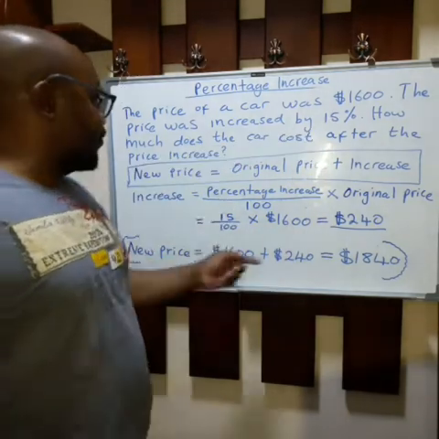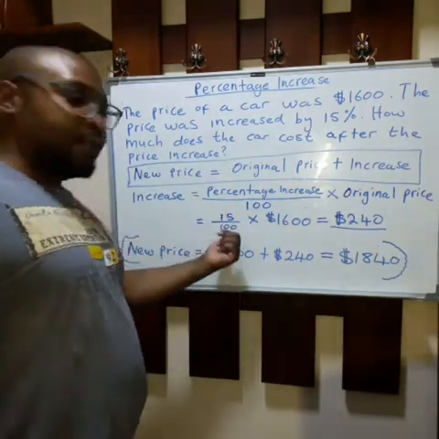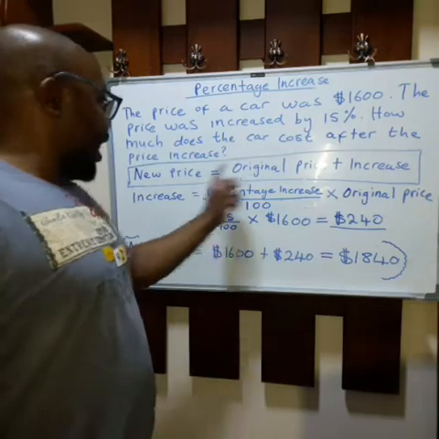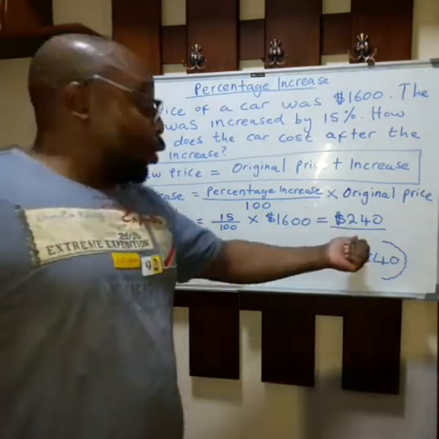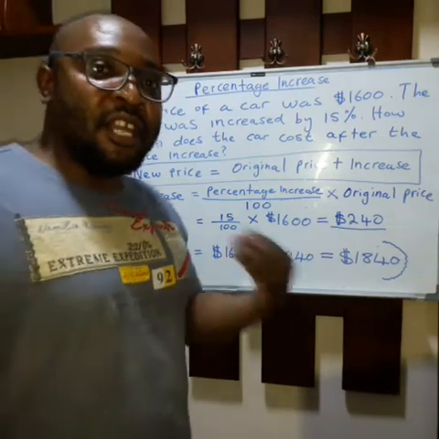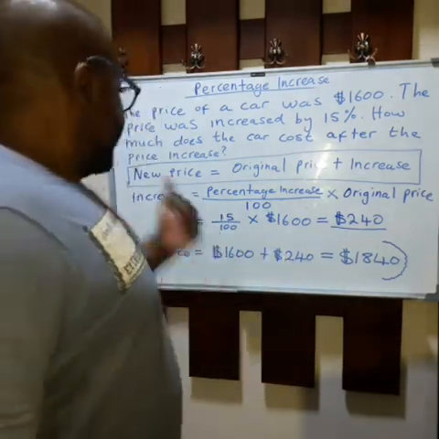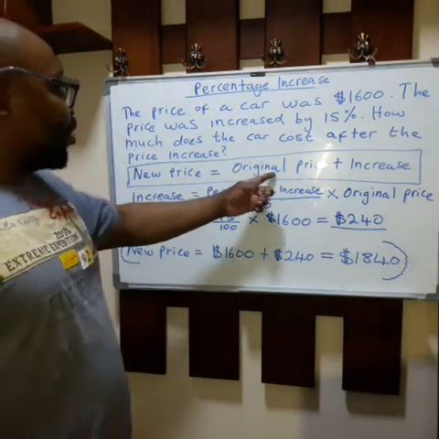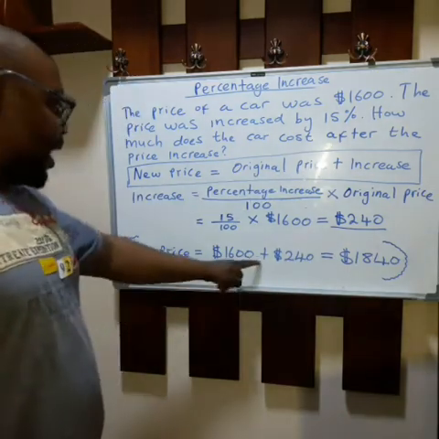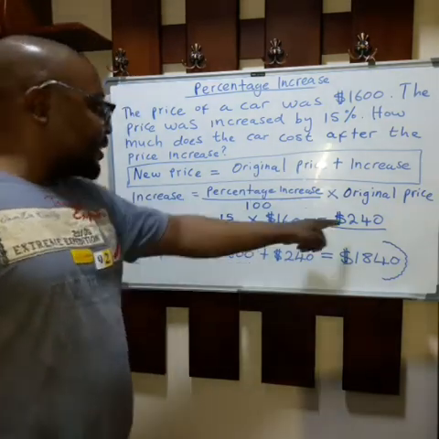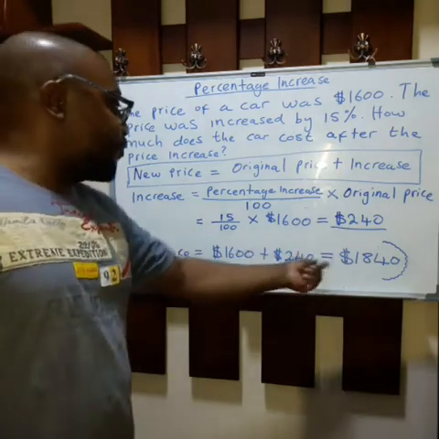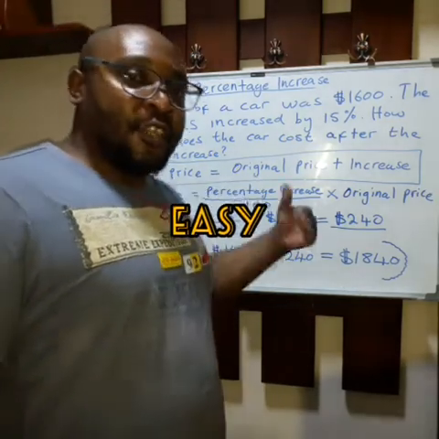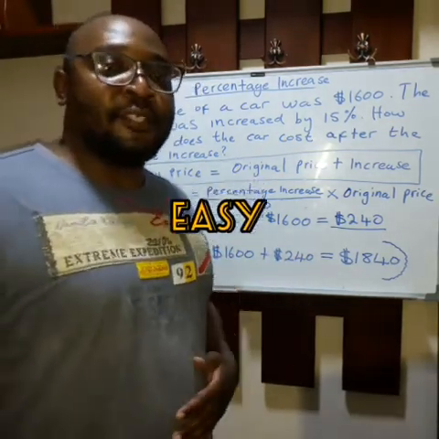Percentage increase we are given is 15, I put 15 on top. The 100 I put under. Times the original price. The price is 1,600. If I do my calculation, I will get $240. That is the increase. Another name for increase is increment. So for me now to find the new price, I then have to say new price is equal to original price plus increase. My original price is 1,600 plus the increase I got is 240. If I add the two, the value is 1,840. That is how you calculate the new price.